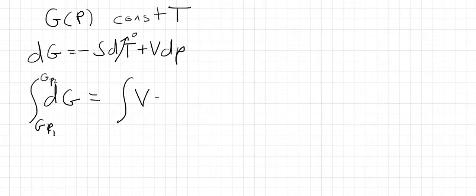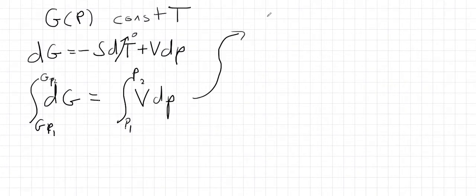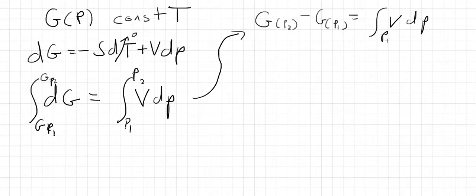And we're going to integrate vdP from P1 to P2. And once again, there's two situations, one in which V is constant and one in which it's not. Now, let's imagine this equation, of course, is in general true. Let's go ahead and bring that up here and say that G at P2 minus G at P1 is this integral. That's the general case. That's always true, basically. Now let's look at some specific cases.